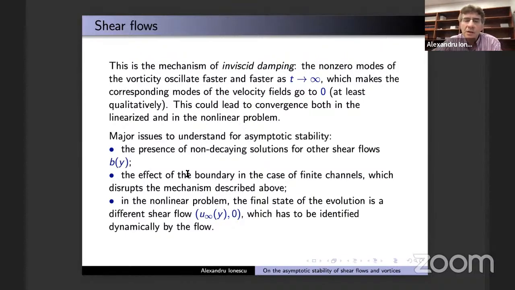So any function of the form u of y comma zero, any vector field of this form, is a potential final state. And you have a very large space of such, so it's not like a two-dimensional family of solitons, it's an infinite-dimensional family of potential final states. And the only way to understand is that the flow itself has to select which final state to converge to.